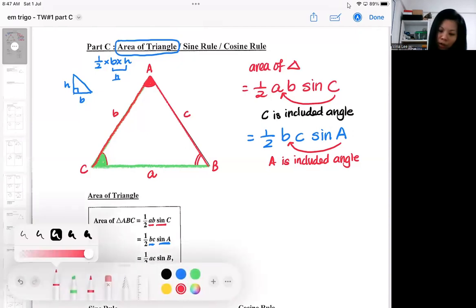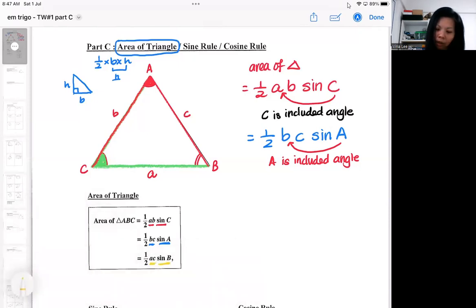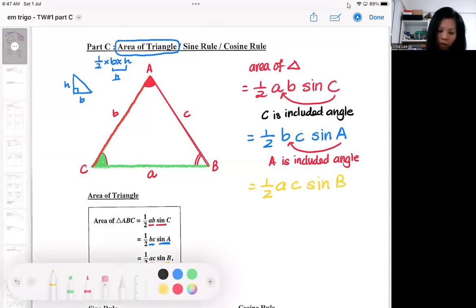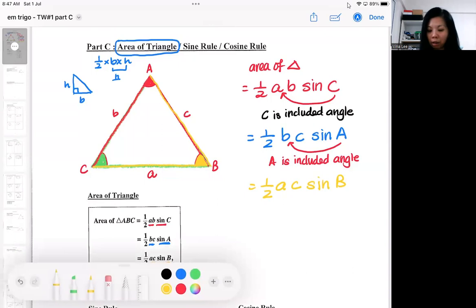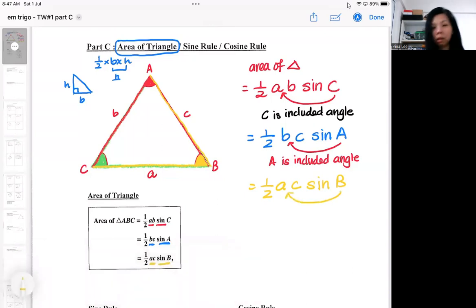So the last one I mentioned here is half ac sine B, half times a times c times sine B. Again, look at the angle B. Angle B is wrapped by a and c. So B is in between a and c. So B is the included angle.